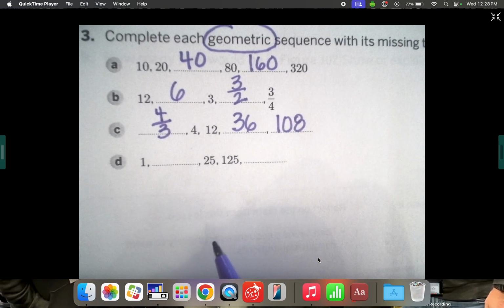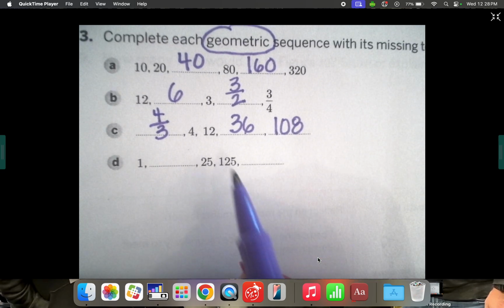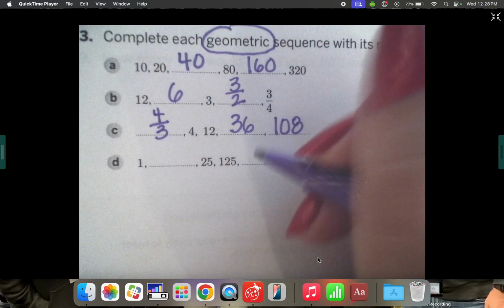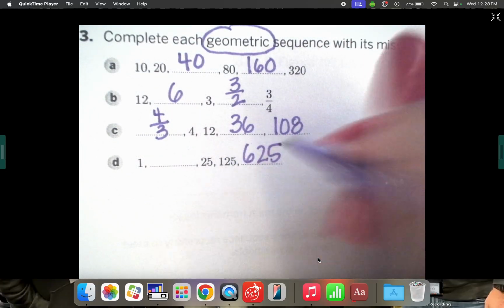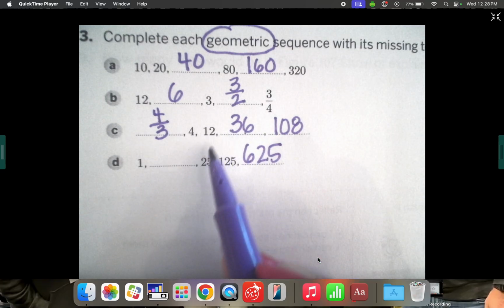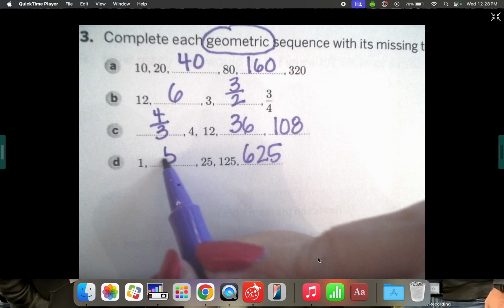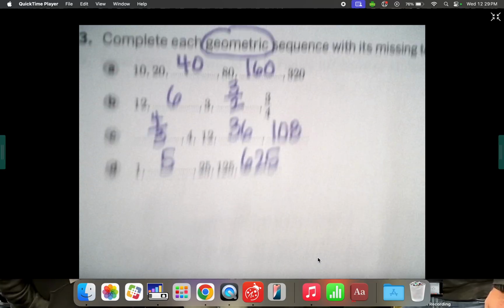Okay, and then in the last one, looks like that's times 5. So times 5 again would be 625. Working backwards, 625 divided by 5, divided by 5, divided by 5 would be 5. Okay, let's turn the page.